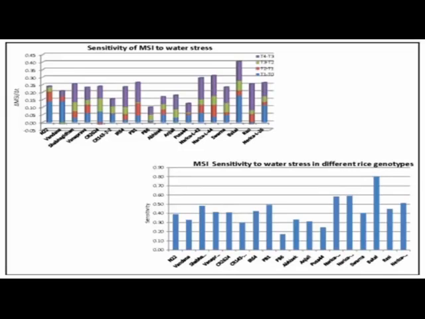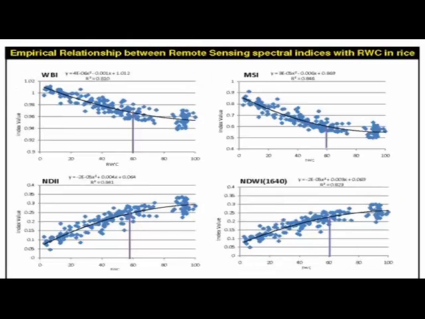These are the prediction models that were used: water band index, moisture stress index, NDII, NDWI, and these are the R-square values, and this is what you could see. After 60% of relative water content, hardly any change, there is no sensitivity between these indices and relative water content. Of course, after 60% relative water content, 50% of the yield gets affected, so nobody will wait till the plant attains 60% relative water content. So beyond this, it's not sensitive.